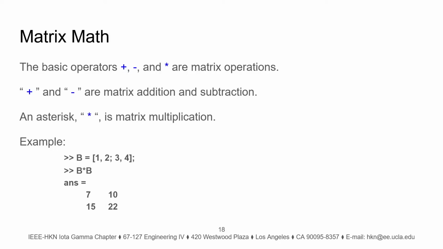Now we're going to go over some matrix math. The basic operators plus, minus, and multiply are matrix operations. Plus and minus are matrix addition and subtraction, and asterisk is matrix multiplication. For example, here we have this matrix B, multiply B times B, and the answer is shown here below.